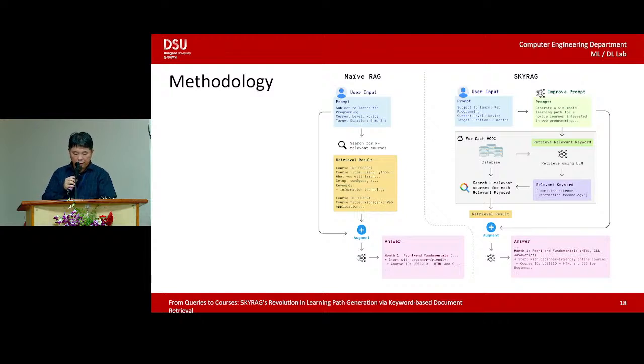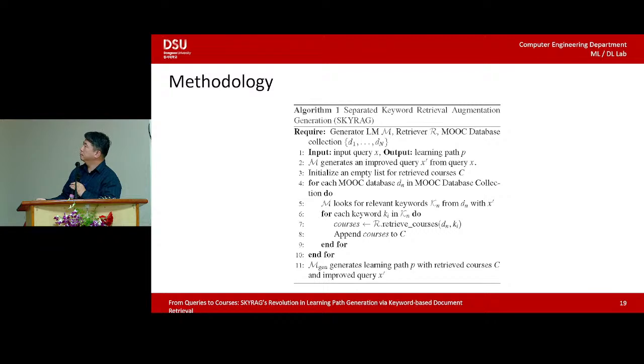The language model combines the course list with the refined query, taking into account user profiles such as each user's prior knowledge and learning goals, and organizes the courses into a logical sequence. These are the methodology and pseudocode of them.